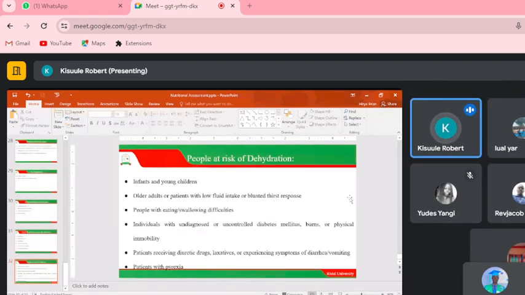Okay, so people at risk of dehydration: the infants, the young, older adults, people with eating and swallowing difficulties, individuals with undiagnosed or uncontrolled diabetes mellitus, and also patients receiving diuretic drugs. I hope you know what diuresis is. If you don't know, I think we will talk with the administration and see if we can have one on drug nutrient interactions, at least one.